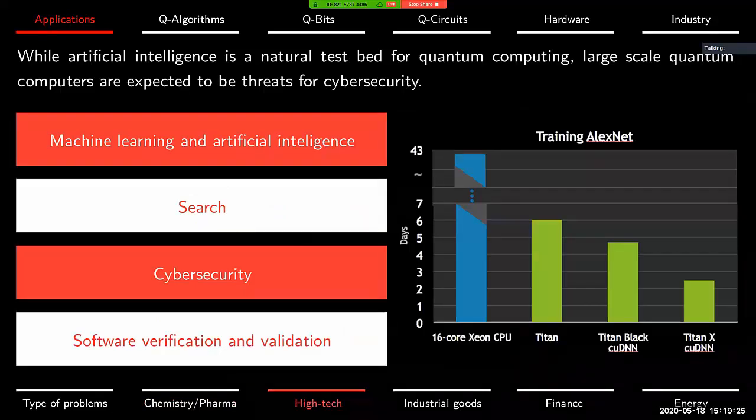Okay. So after chemistry and pharmacology, a second field that will probably be highly impacted by quantum computing is the field of high tech. So of course we can mention machine learning and artificial intelligence. When we say machine learning, it's all about training models, and training models is really resource consuming. Here, for instance, on the right side of my slide, you have an algorithm called AlexNet. AlexNet is a deep learning algorithm for computer vision. So this is the kind of algorithm that you will find in autonomous cars and all these kinds of things.